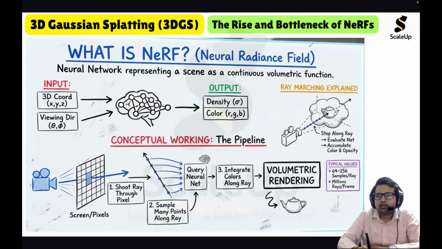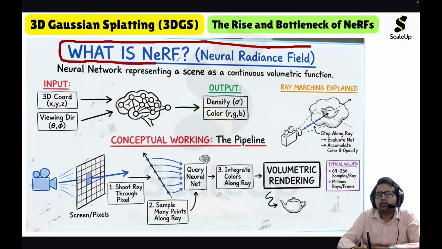Let us discuss neural radiance field in some detail. Now it will be very easy for you to understand neural radiance fields because whatever we have studied until now, that foundation will help you in understanding neural radiance field. So neural radiance field is basically a neural network which represents a scene as a continuous volumetric function.